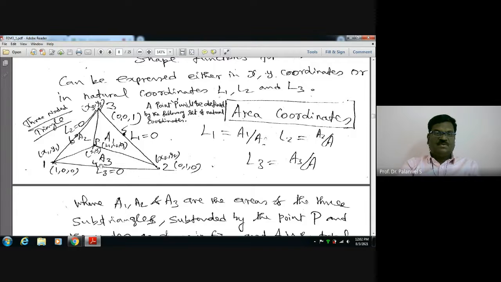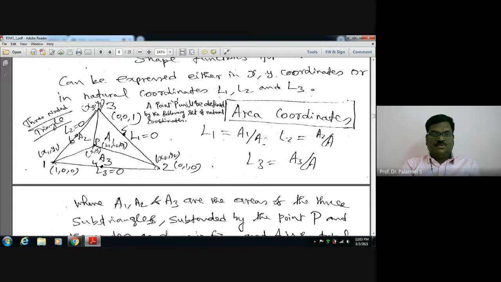A2, A3 will vanish. If I move this point P to 1, A2, A3 will not be there. Only A1 will become A, isn't it? So A1 by A will be A by A, 1. So my L1 value will be 1, because L1 is defined as A1 by A. That's why L1 is 1. A2, A3 become 0 if I move point P to 1. This area will vanish. That is why L2, L3 are 0. So 1, 0, 0 are the area coordinates or natural coordinates of node 1.